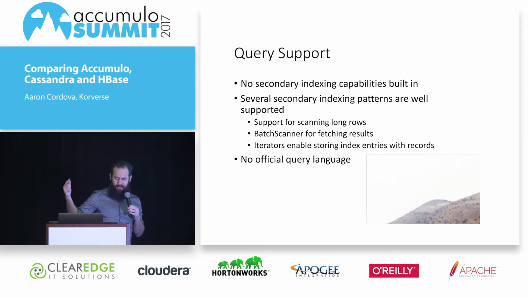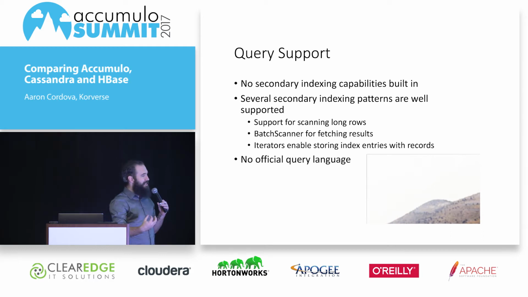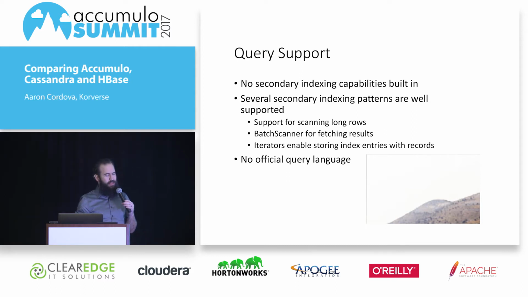Query support: no secondary indexing capabilities built in. There's several secondary indexing patterns that are well supported. Long rows, a batch scanner, iterators let you do this embedded indexing thing that I was talking about earlier. If you look up doc partitioned indexing and things like that, you can see. There's no official query language, though. So there's just a low-level API. You don't have anything like SQL or even a minimal subset of SQL. There's nothing like that. Which means you have to write clients using Java.